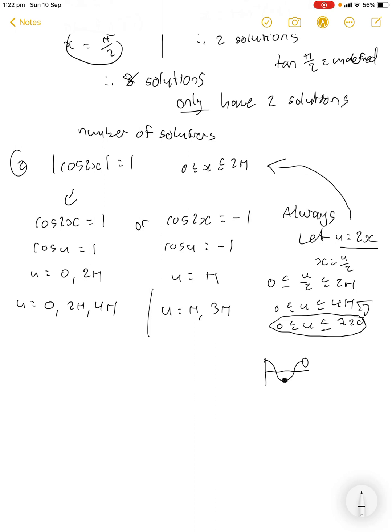We're going to reverse engineer this. We're going to put u back into here. So I've got 2x is equal to 0, 2 pi, 4 pi, and 2x is equal to pi and 3 pi. Oh, no, just 3 pi.